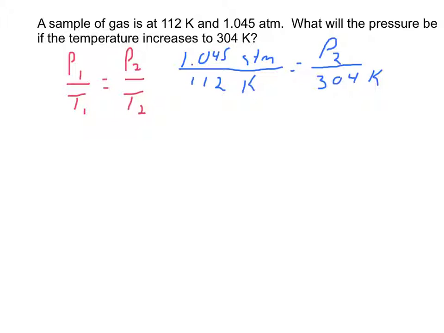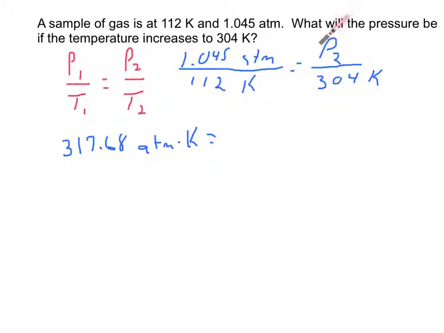So in cross-multiplying, we will take the 1.045 atmospheres and cross-multiply it with the 304 Kelvin. So let's go ahead and cross-multiply that then. 1.045 atmospheres times 304 Kelvin gives us, I'll write this over here, 317.68. And we got to remember our units, so atmospheres times Kelvin.